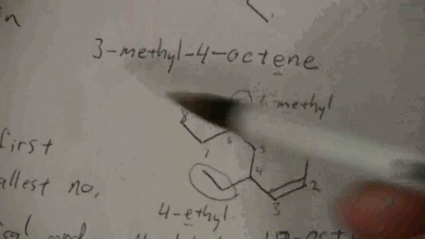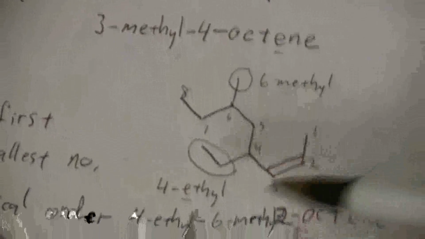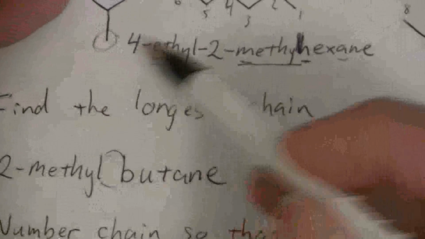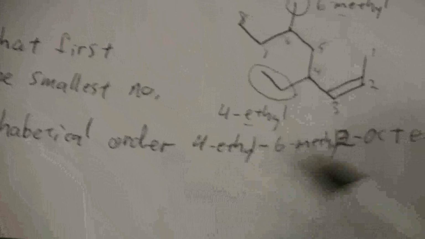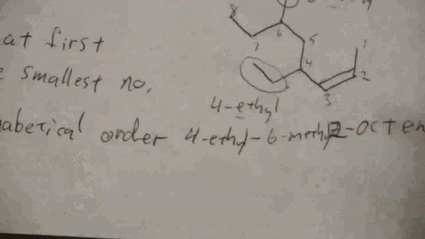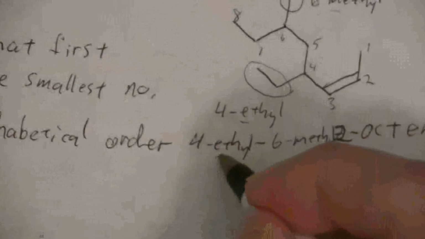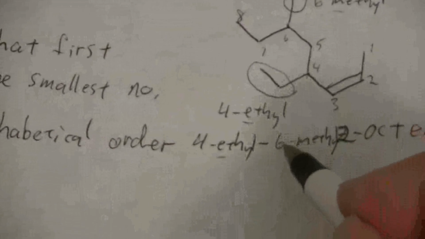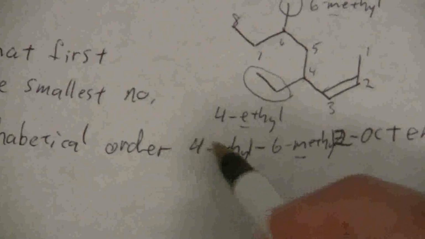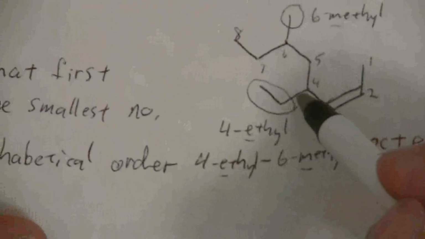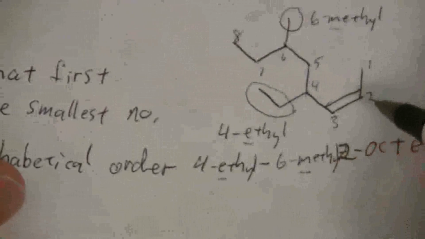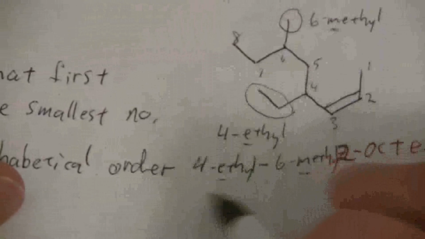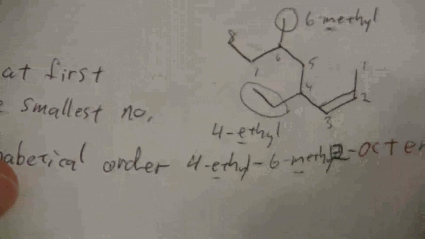Now notice the order of the numbers really isn't important, whether I have 4 before 2 or 2 before 4. We list the groups according to the alphabetical sequence, and then that number goes with the given group. So it doesn't matter where it's at in the molecule. It just matters the name of that group. That's what determines where we put that in the name.